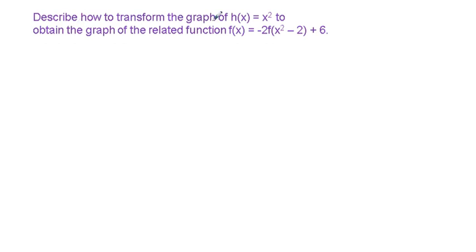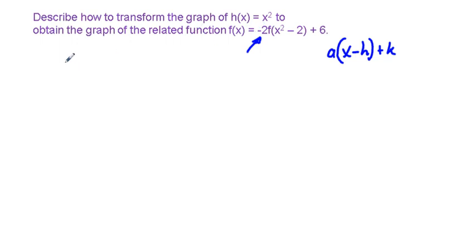Describe how to transform the graph of h of x equals x squared to obtain the graph of the related function f of x equals negative 2 times (x minus 2) squared plus 6. Well, for that, the form for a quadratic function, we talked about that, is a times (x minus h) squared plus k. And the negative is going to reflect this downward. So how is it going to happen?